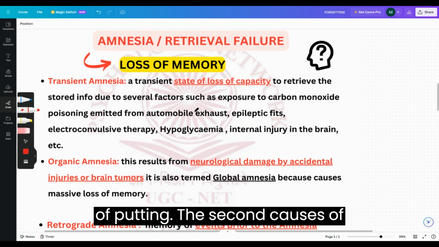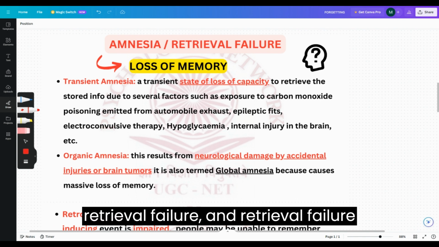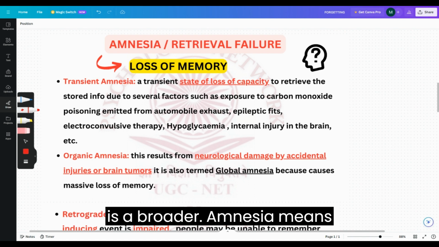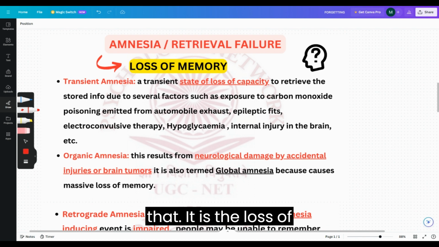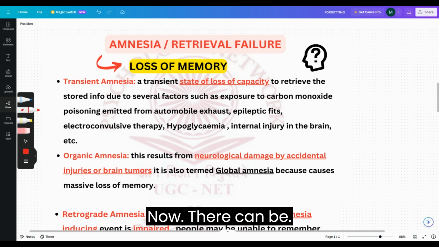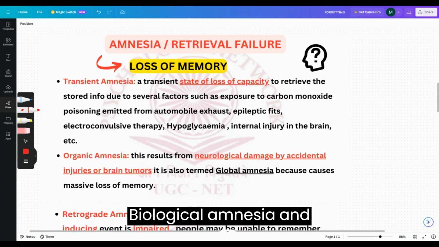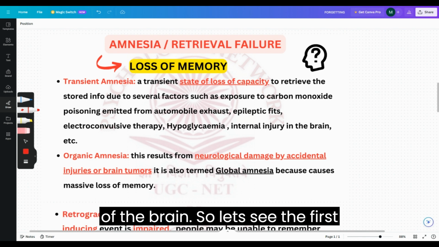The second cause of forgetting is amnesia. Now, amnesia is not always retrieval failure, and retrieval failure is actually a part of amnesia. Amnesia is a broader term. Amnesia means that it is the loss of memory. Now, there can be biological amnesia, and it can be because of abnormal functioning of the brain.